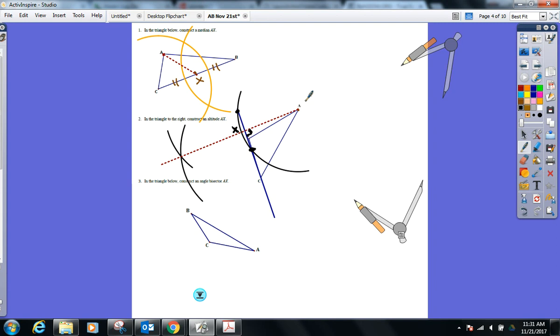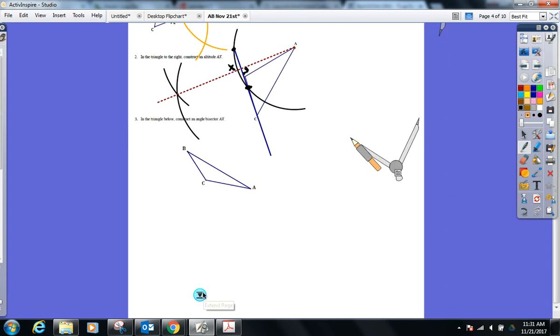Any questions here? All right, next one. I think you guys can do this on your own here. Construct angle bisector AX. So which angle are we bisecting? Angle A. Go right ahead. Bisect angle A.